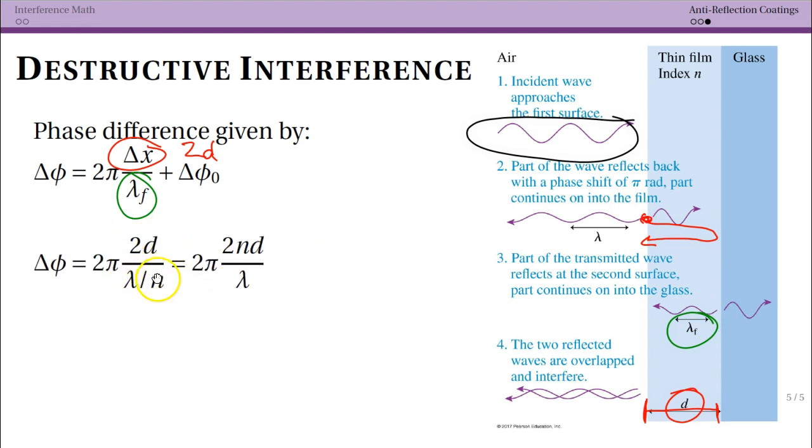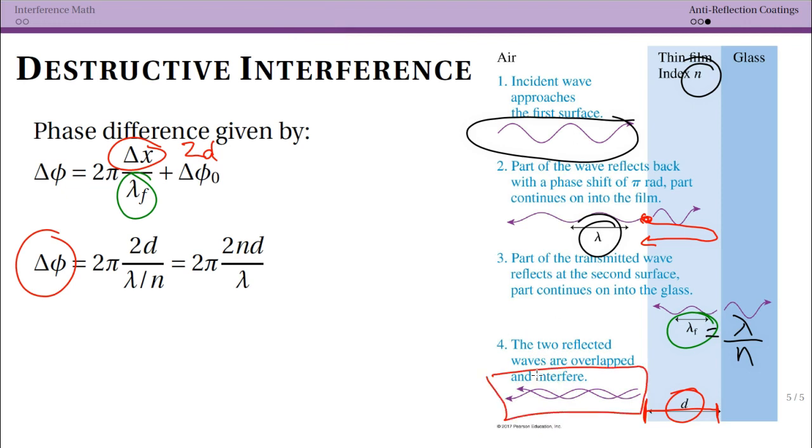So what that looks like then is we put 2d on top, and then lambda over n is what that lambda is on the inside, right? So we have our lambda on the outside, we have the index of refraction in there, and so the wavelength on the inside is simply lambda over n. So when we rearrange, we get 2 times n times d on the top. So notice that this isn't second, this is 2 times n times d over lambda. And that's our phase difference between these waves on the outside.